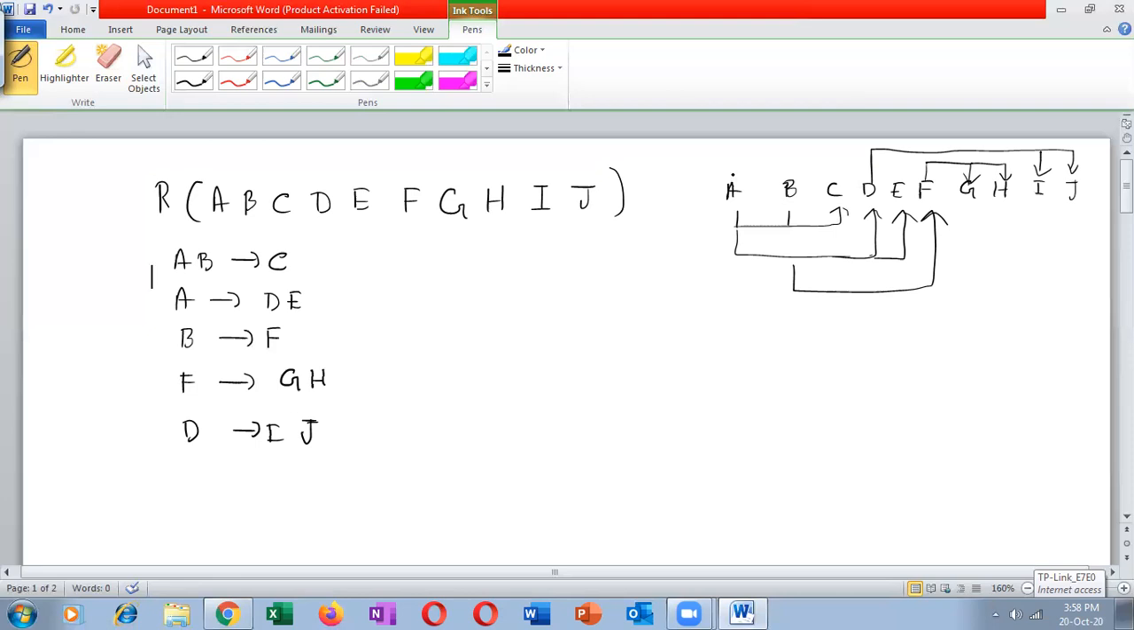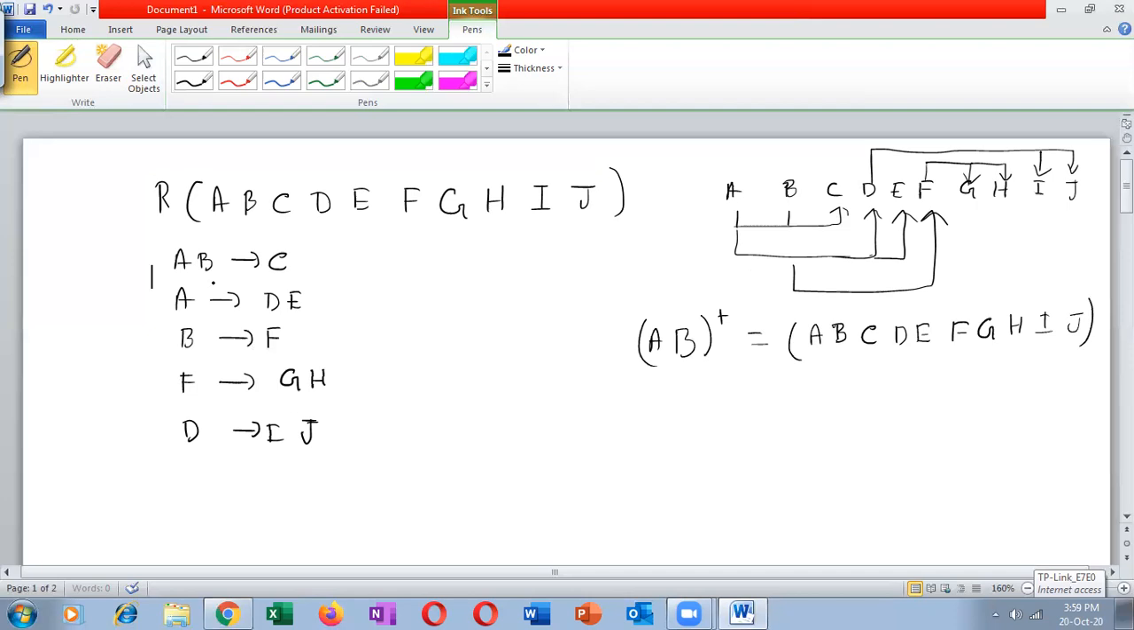That means they are actually identifying. Okay, so let me find AB plus, whether they alone are capable of finding the other attributes. So AB to C. Okay, then A to DE. Okay, then B to F. Okay, F to GH. Okay, and D to IJ. That means they are able to find all of the attributes. That means AB is the candidate key here.